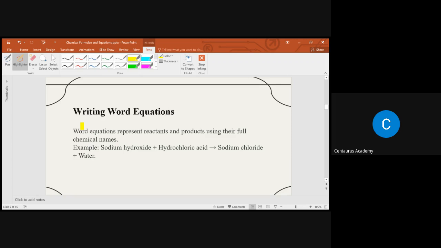Okay, so for instance, if you look into this, it says sodium hydroxide reacts with hydrochloric acid to form sodium chloride and water. So what do we see here? We see that this is an alkali which is reacting with an acid. And if you know the general equation for acids and alkalis reacting with each other, they produce a salt and water.